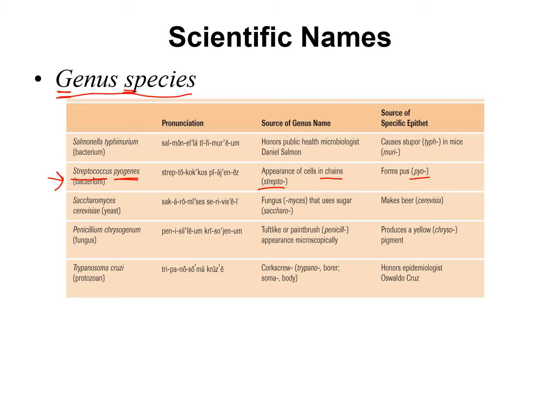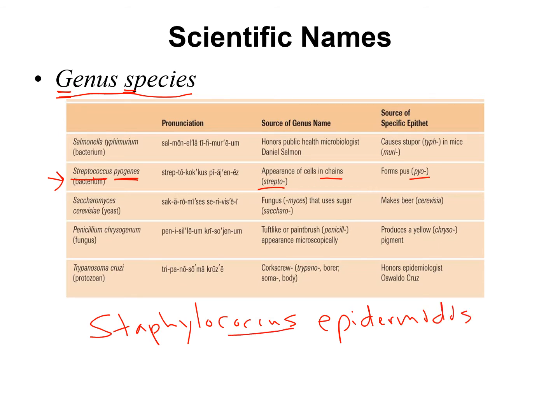Another one is Staphylococcus epidermidis. In Staphylococcus epidermidis, coccus refers to those round cells. Staphylo means irregular clusters, kind of like grapes, so that's what it looks like under the microscope. And epidermidis tells you where it lives, and it lives on the skin.